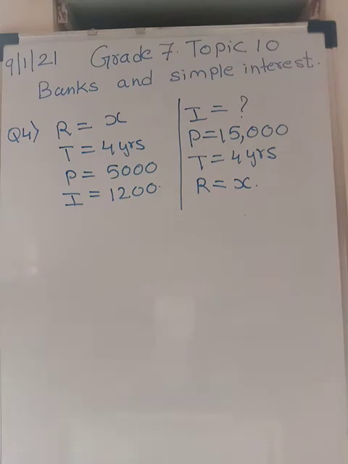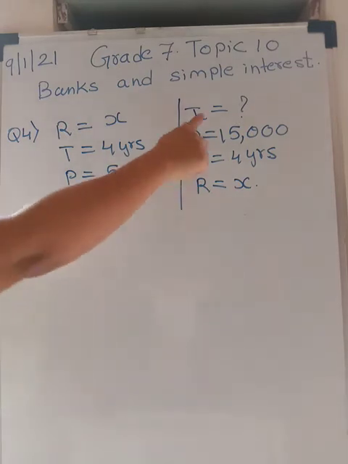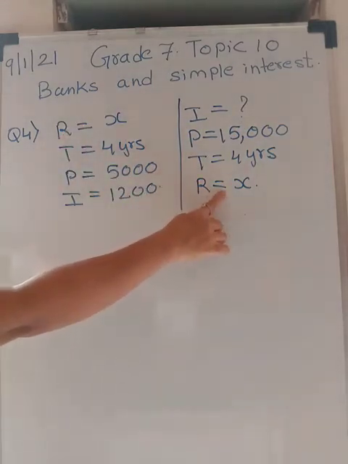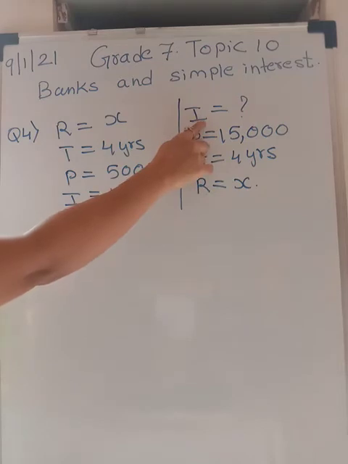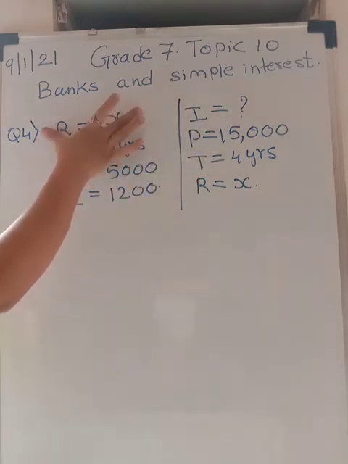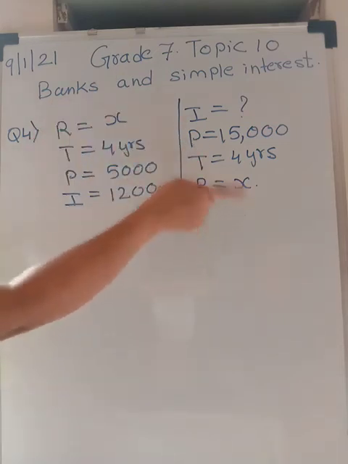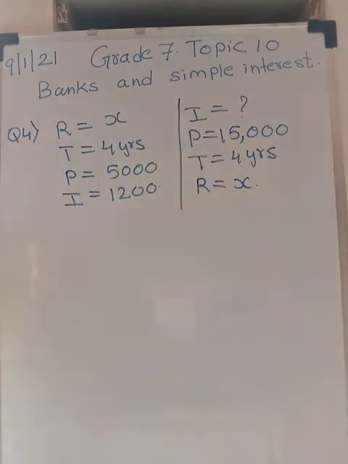See the second part of the question. What would be the interest on 15,000 rupees at the same rate of interest for the same period? So with the same rate and with the same period, what will be the interest? So first, with the help of this information, we'll have to find rate. And then use this rate over here to find interest if principal is 15,000 rupees. Okay, so let's do that.